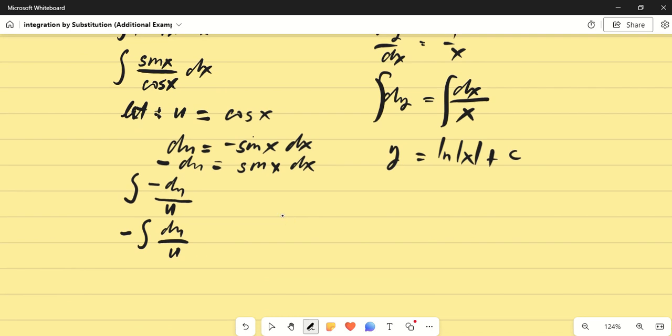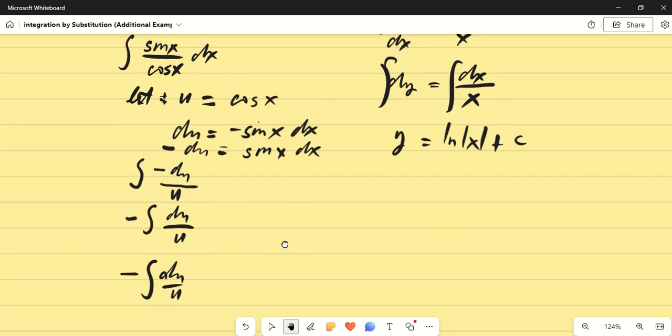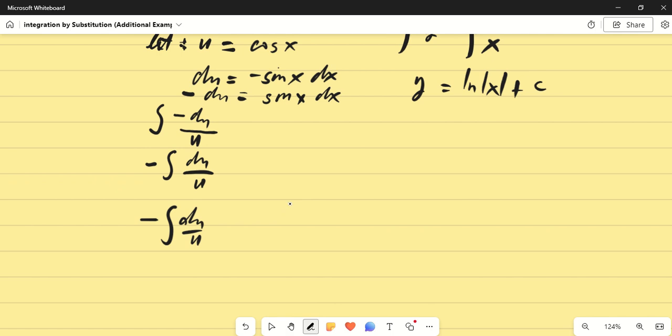So if you notice, you have here negative integral of du over u. Okay, and it's quite similar to your integral of dx over x. So you get the integral of du over u. So you have negative ln of, that will be your answer, no? Negative ln of the absolute value of u plus the arbitrary constant. Okay, so this is negative ln of, your u is cosine x, so you have the absolute value of cosine x here plus the arbitrary constant.